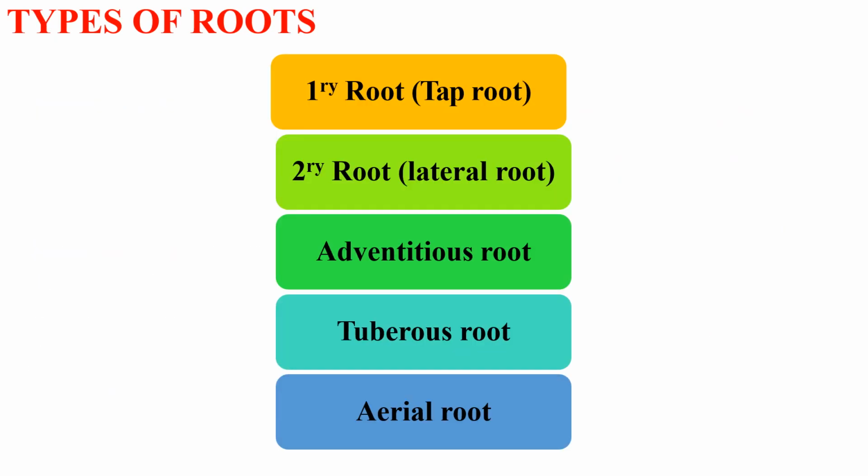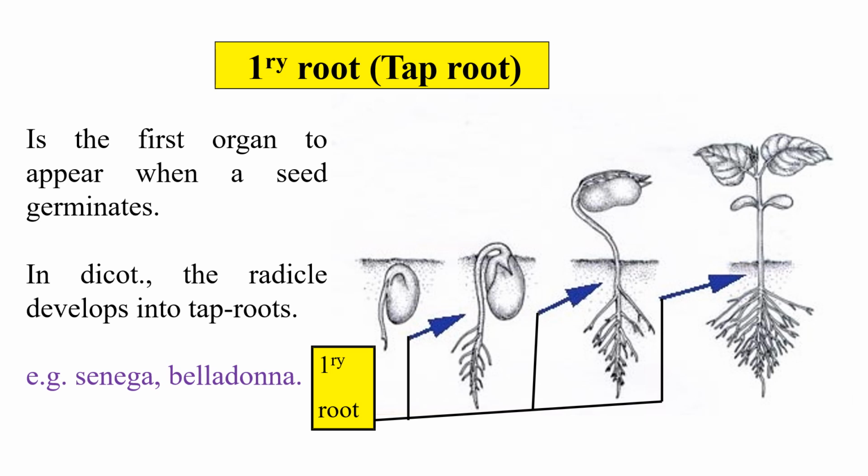We have 5 main types of roots known as primary root or tap root, secondary root or lateral root, adventitious root, tuberous root, and aerial root. At first, the primary or tap root is the first organ to appear when a seed germinates in dicots. For example, the radicle develops into a tap root. As you can see, when we plant the seed inside the soil, the radicle comes out from it, forming what is known as the tap root. This happens, for example, in Senegal and Belladonna and most of the cultivated plants when we propagate these plants using the seeds.